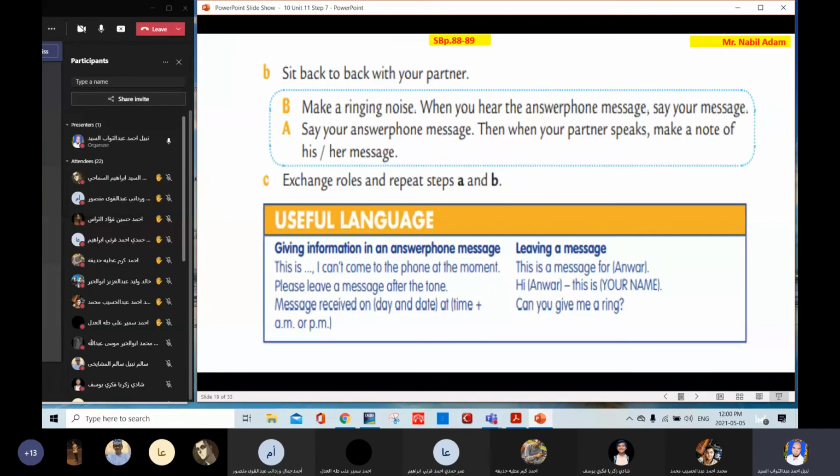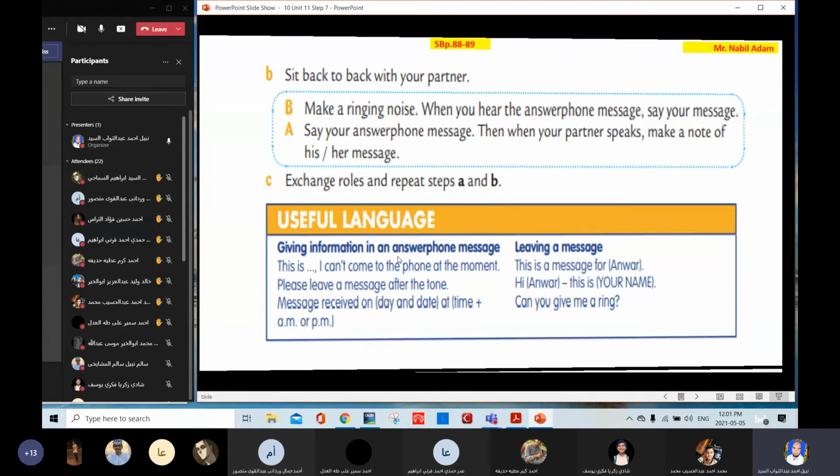Make a ringing noise. These are some expressions you can use when you give information in an answer phone message. This is Hani. I can't come to the phone at the moment. Please leave a message after the tone. Please leave a message after the beep. Message received on Wednesday at 11:30 p.m. or a.m. This is a message for Anwar. This is a message for Khalid Walid. Hi, Khalid. This is Ahmed Samir. Can you give me a ring? So you can use these expressions when you leave a message or answer your phone.